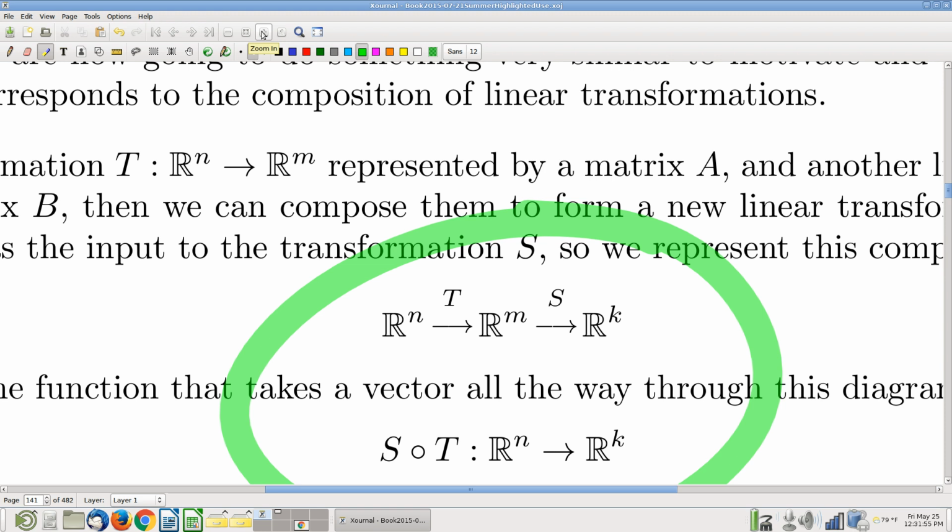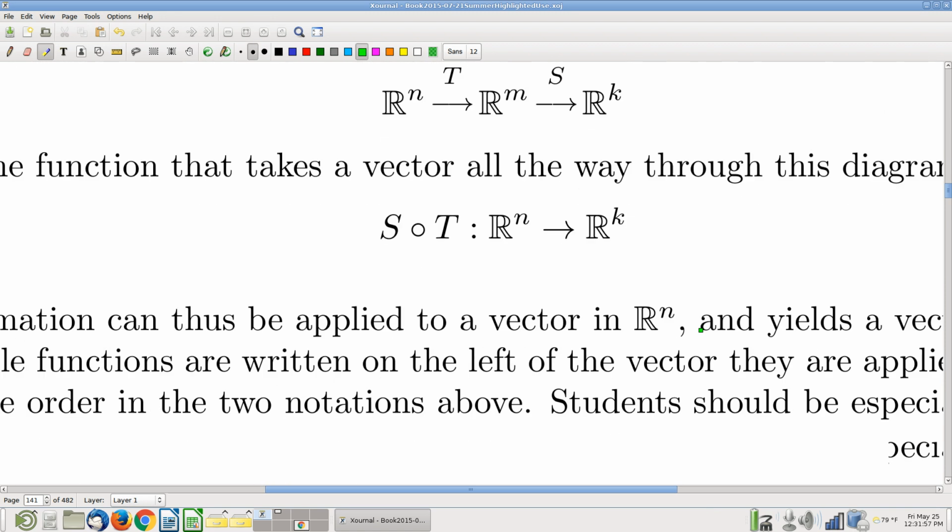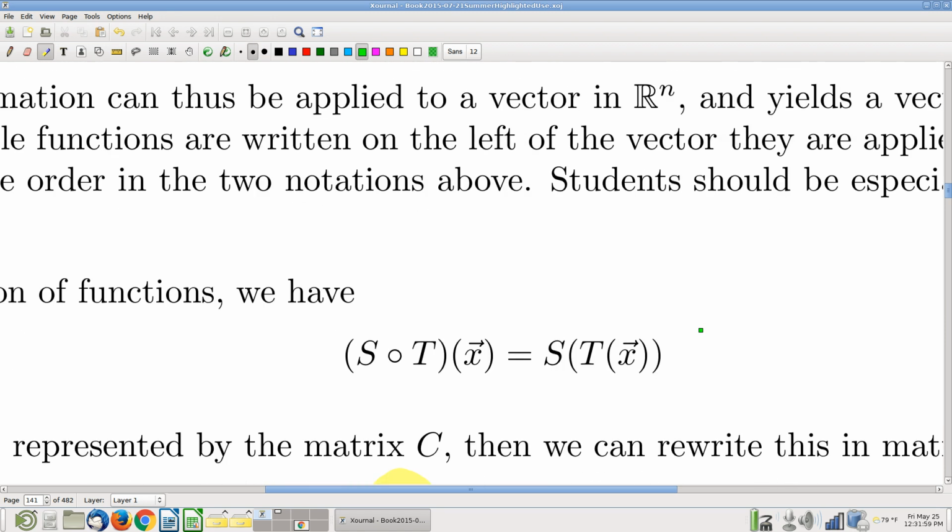And the reason why is if you look at the formula for how you write down the composition of two functions, how does that act on an input vector x? If you write it down using function notation, notice because T acts first, it is on the right. It's the one that's closest to x because it's acting on x first, right? And then the S has to be on the left because it acts second.